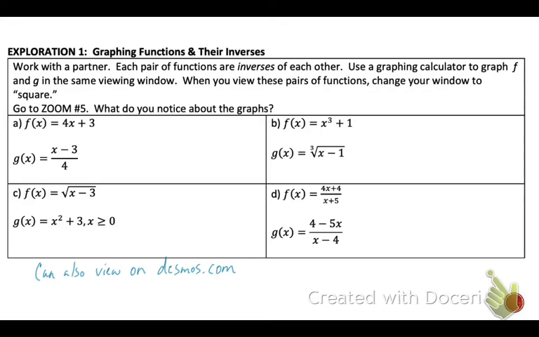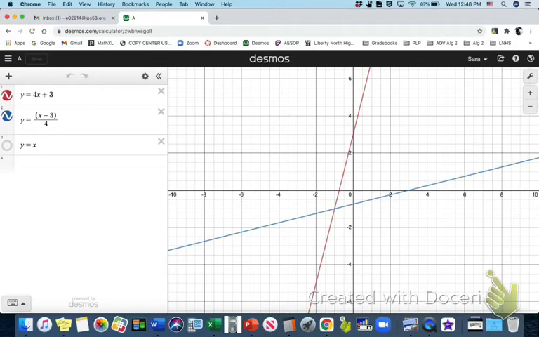So let's look at pair A. We have a linear function f of x and another linear function g of x: 4x plus 3 and then x minus 3 over 4. I'm going to pull up a Desmos screen and show you those two functions graphed together. All right, hopefully you're looking at your graph as well, either on your graphing calculator or on Desmos. Notice I have the first function f of x in red and the second function in blue.